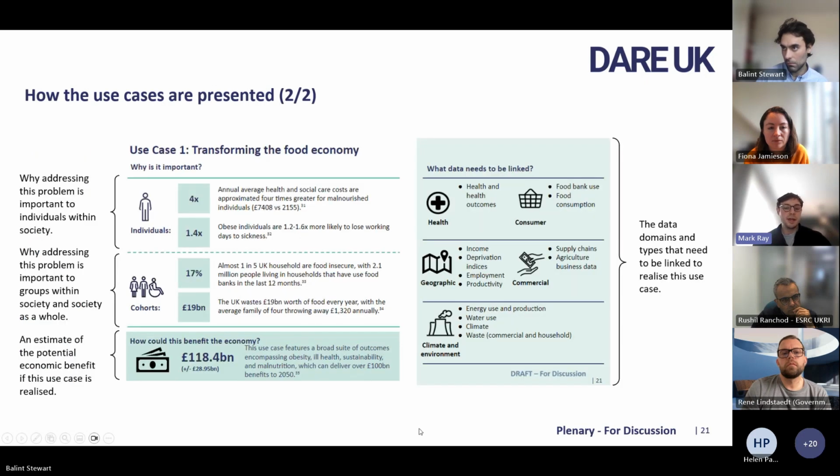Thanks, Balint. And the second page has 3 further sections, which are slightly more detailed and really highlight the importance to the public and go into more detail on the data types used.